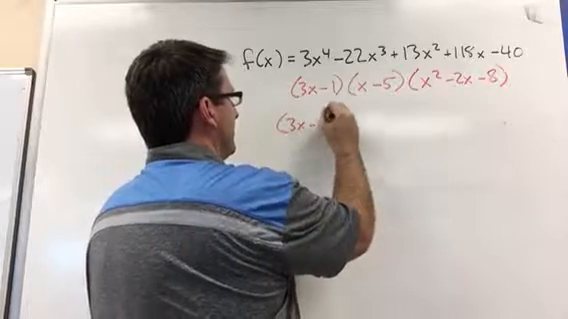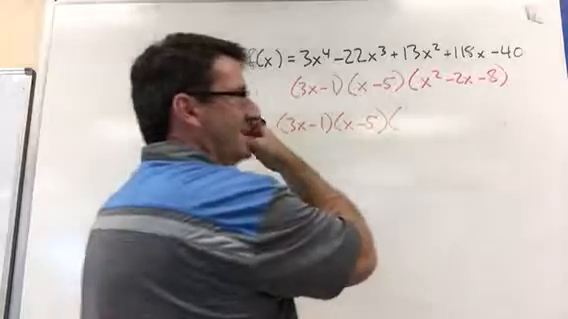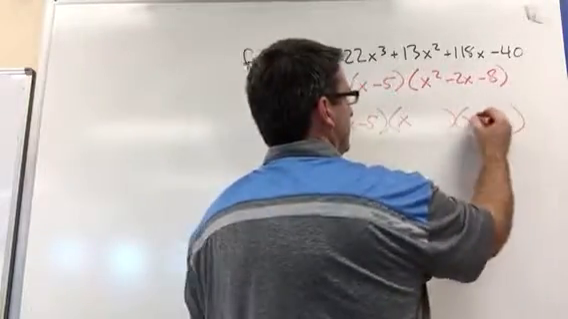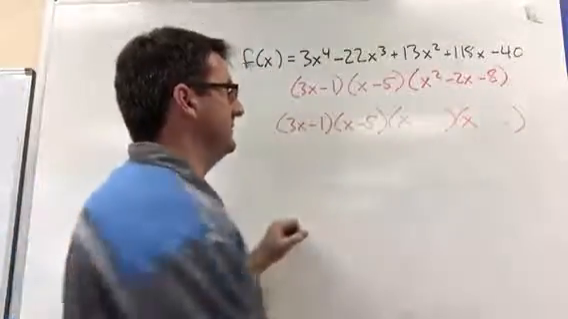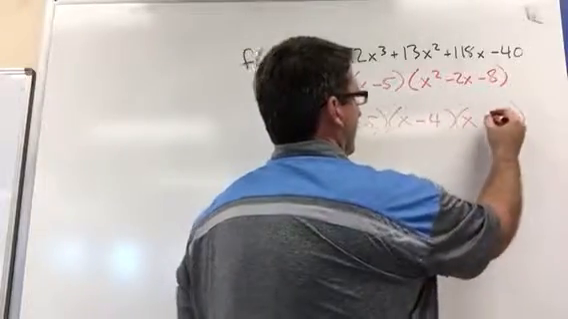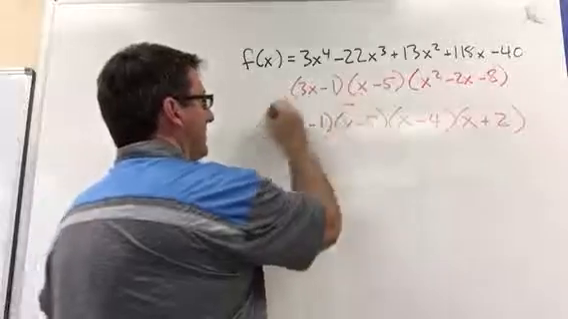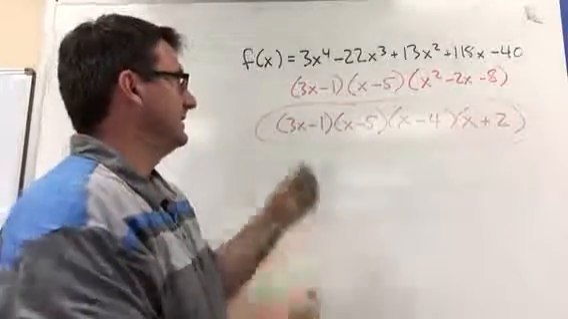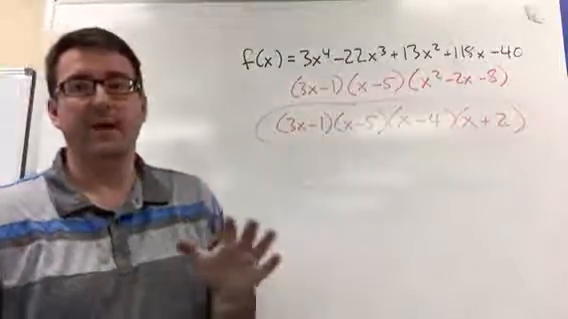So 3x minus 1 times x minus 5. And then we need two numbers that multiply to negative 8 and add to negative 2. So that's going to be negative 4 and positive 2. And now we have this whole thing factored. So that is the complete factorization of f of x.